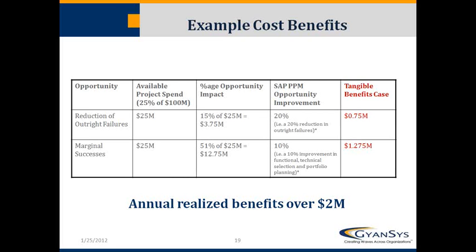Now, implementing PPM can give us a 20% reduction in outright failures and a 10% improvement in the marginal successes. And again, these are conservative numbers. We have seen clients who have had 50% improvement rates. And so conservative numbers generate a benefits case of over $2 million for a project budget of $25 million.